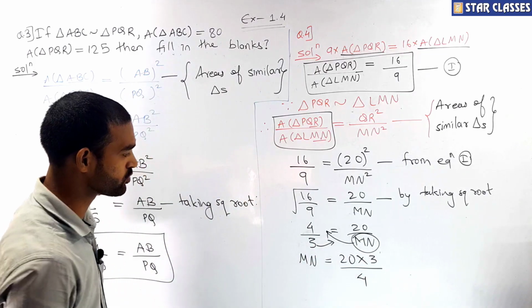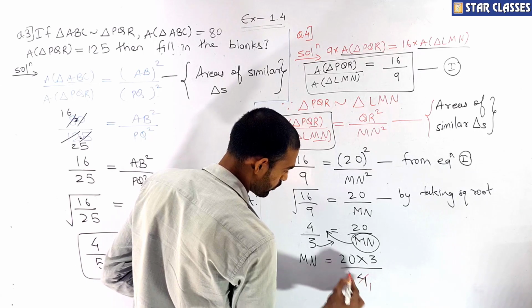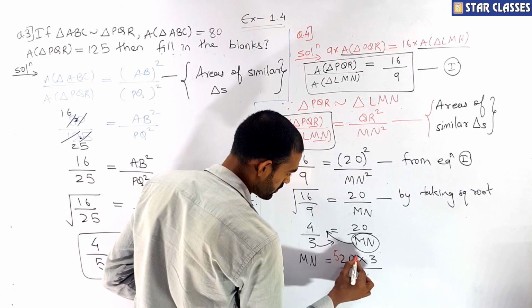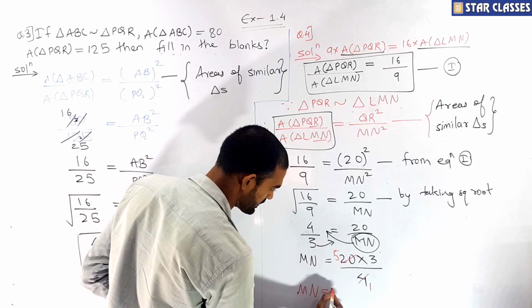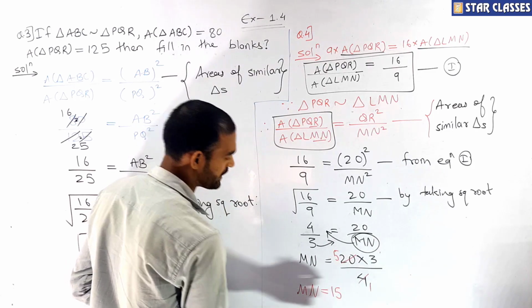Let us divide these two. 4 ones are 4, 4 fives are 20. 5 into 3. So MN is equal to 5 threes are 15 units.